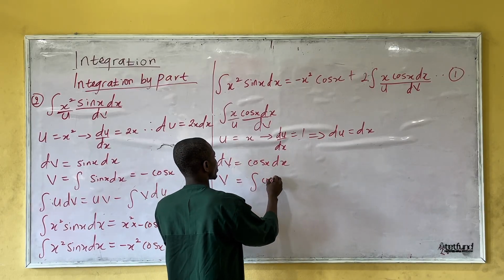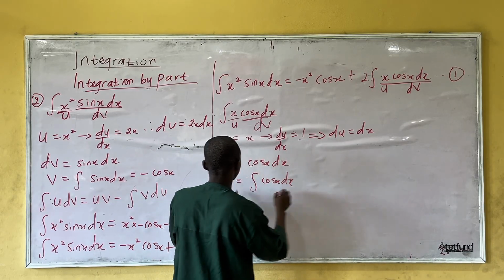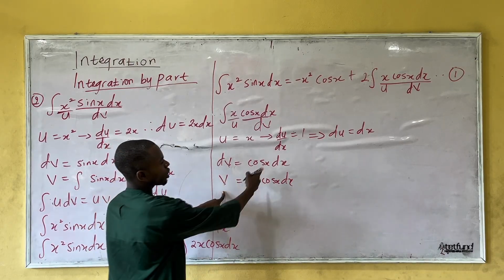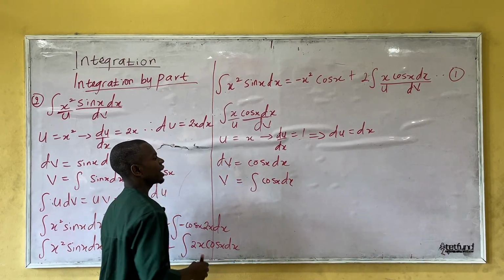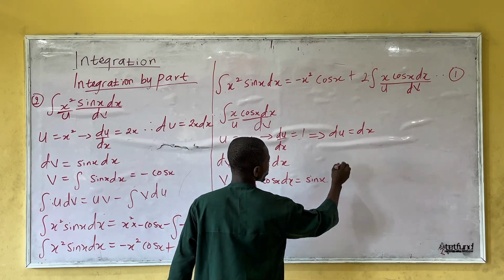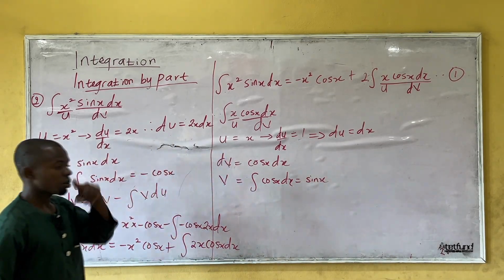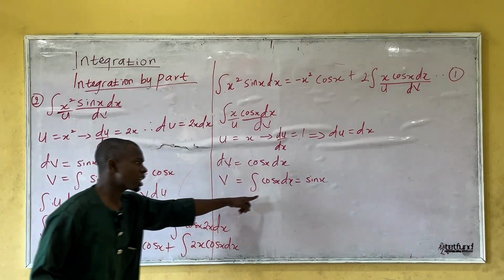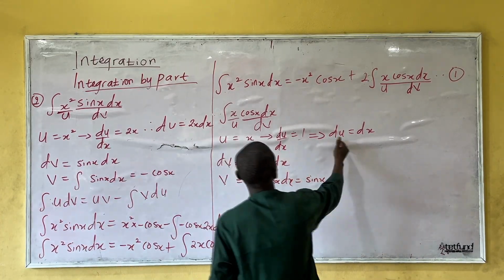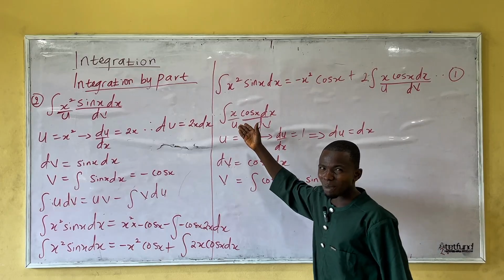Now for me to get my v, I will integrate cos x dx, which means by integrating both sides, the integral of dv is v. So I want to integrate cos x, and from the standard integral, the integral of cos x is sin x. So I will now slot this value into the formula for integration by parts.